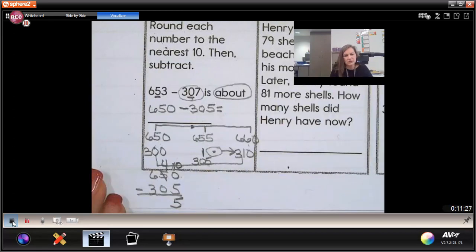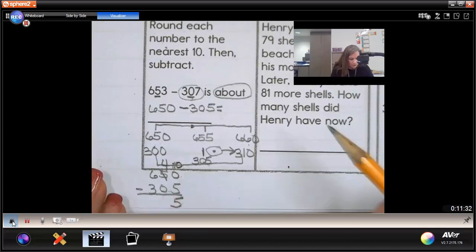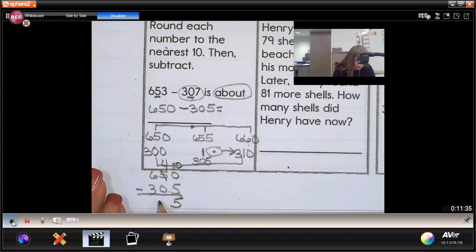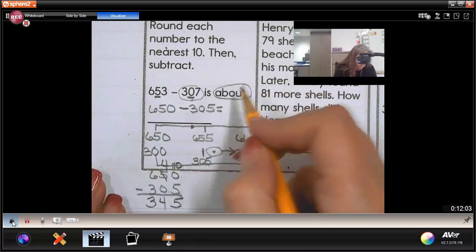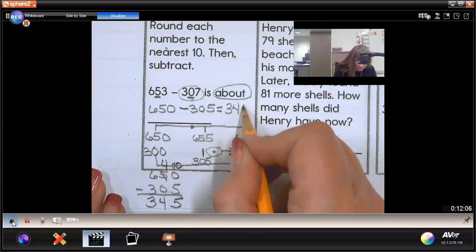Now let's go ahead and go to the tens place. In my tens place, you can see that I have 4 and I'm not subtracting any. So since I'm not subtracting anything from that 40, I'm going to bring that 40 down into the tens place. And then my hundreds is 300 from the 600. So I'm subtracting 600 minus 300, and that's going to give me a difference of 345. So when I round 653 and 307 to the nearest 10, I'm going to get 345 as my difference.